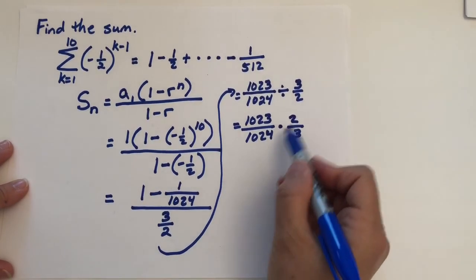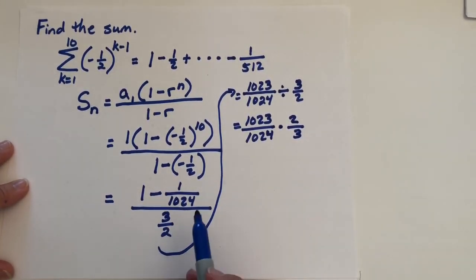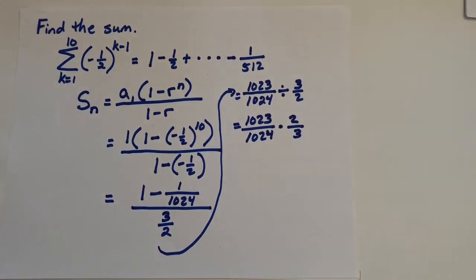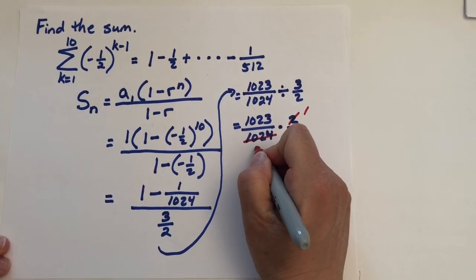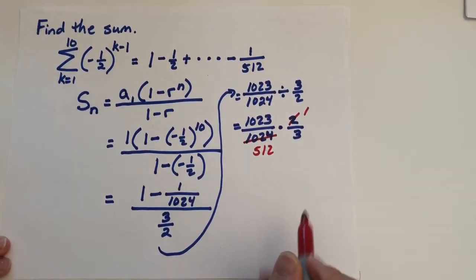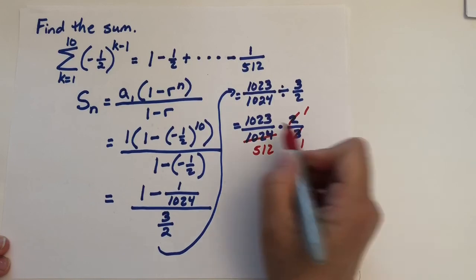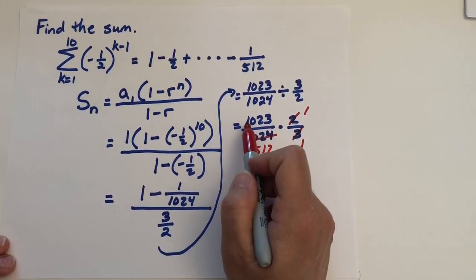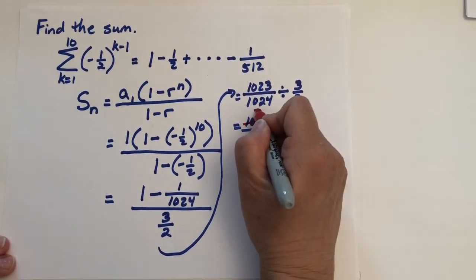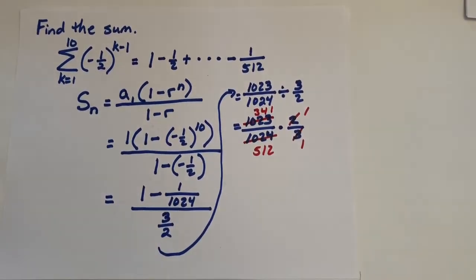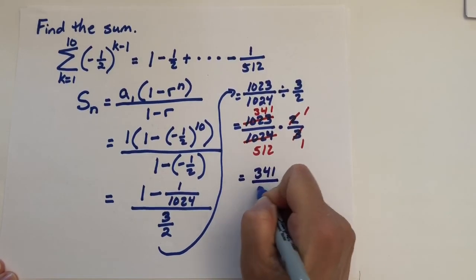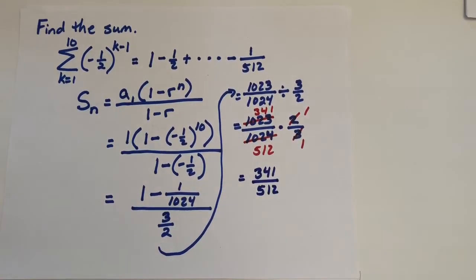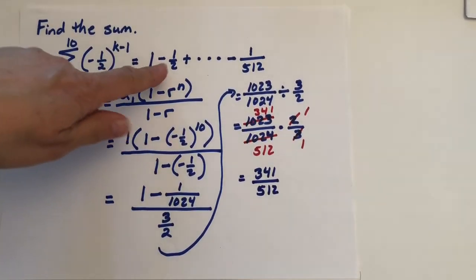And so now I can do some arithmetic and reduce. 2 goes into 2 once. 2 goes into 1,024 512 times. Similarly, 3 goes into 1,023 341 times. And when we multiply across, we have 341 over 512. And we have the sum of this expression right here.